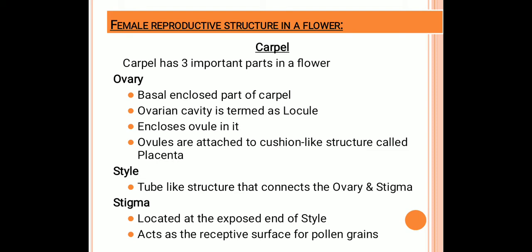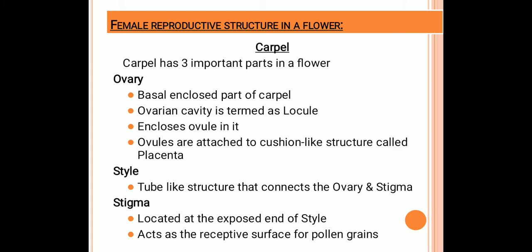Inside the ovary, we can see the ovules. These ovules are the structures in which embryo sacs or egg cells develop and mature into seeds after fertilization. After completing the fertilization, what happens? These ovules are attached to a cushion-like structure called the placenta, to develop the seeds.